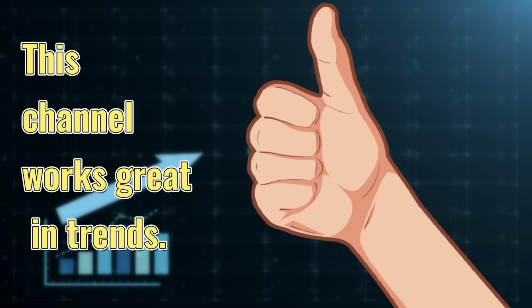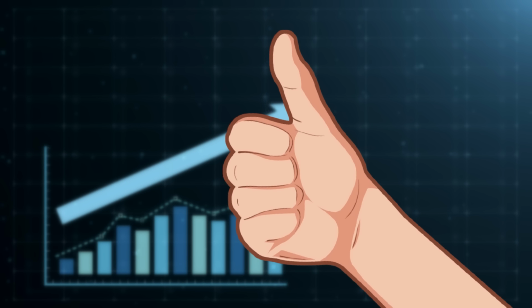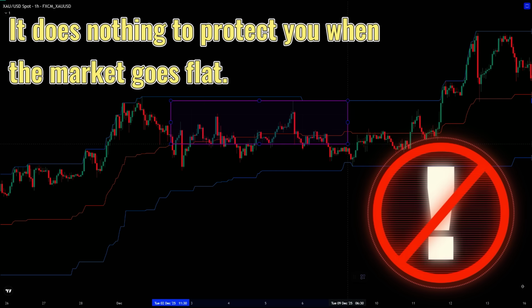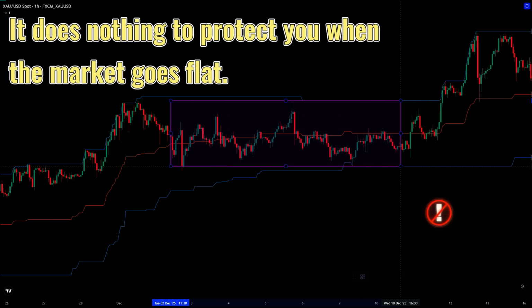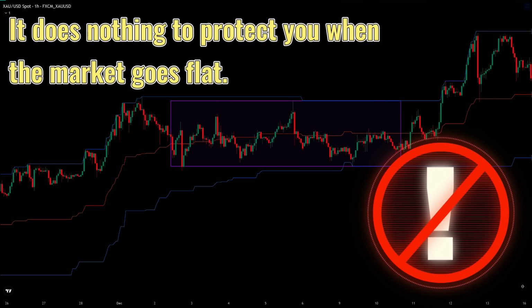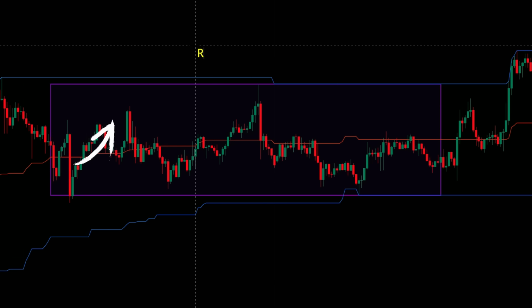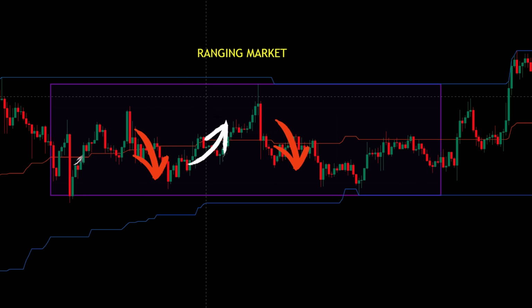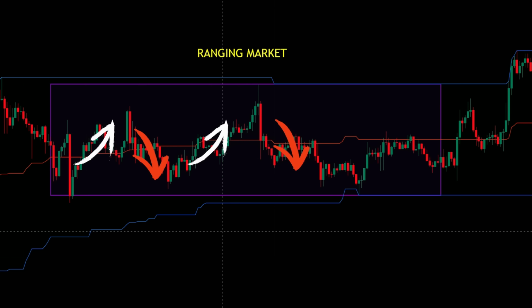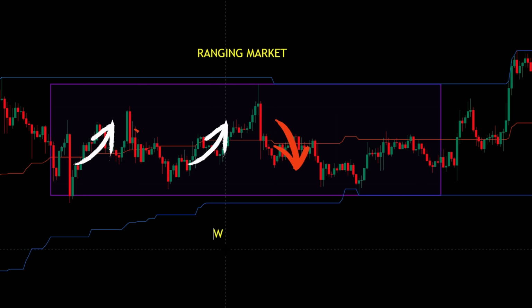This channel works great in trends. It does nothing to protect you when the market goes flat, and ranging markets are where most traders quietly bleed. Watch what happens here. Price crosses above the line, then below it, and then back again. No commitment, no follow through, just false confidence. So if you trade this with trend alone, you overtrade, you get chopped up, and you start forcing setups. That's why you need a second filter, not to add complexity, but to say no more often.